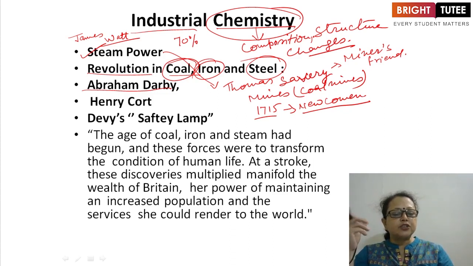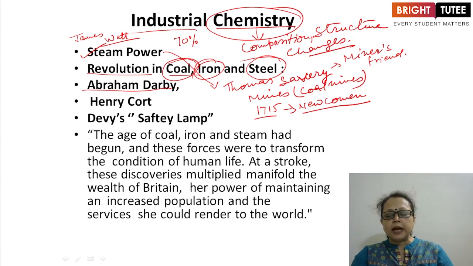Not only did these inventions give growth to the industries, but they also developed human life. At a stroke, these discoveries multiplied many-fold the wealth of Britain. And what is the final output? Britain is earning huge wealth with these industries by using all the new methods and all the new inventions in their factories. This is Davy's safety lamp.